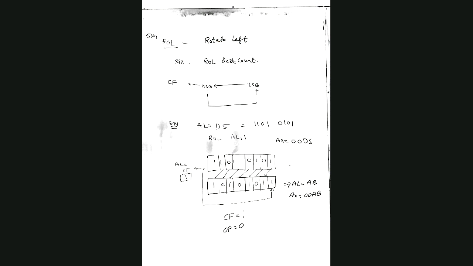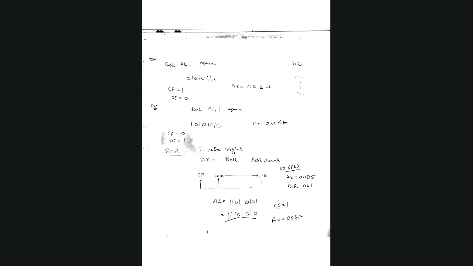Look here. You have AB. You have AL equal to how much? AL is equal to AB from the previous. Now again I'm doing rotate AL comma 1. So let us write A. What is A? A is 1 0 1 0. B is 0 1 1 1.